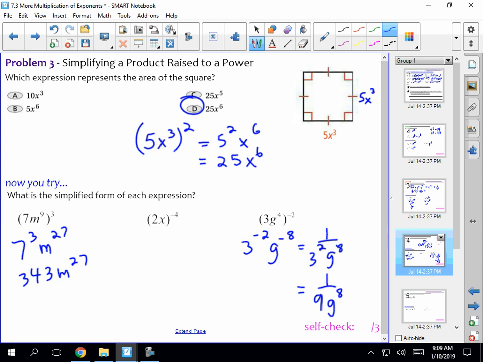This one right here, 2 to the negative 4, x to the negative 4. So then I move them both down. It's 1 over 2 to the 4, x to the 4. And that's 1 over, you know what 2 to the 4 is? What's 2 to the 4? Powers of 2, we should know. At least 2 to the 5th. 2 to the 3rd is 8. 2 to the 4th will be 16. So we've got 1 over 16 x to the 4th.